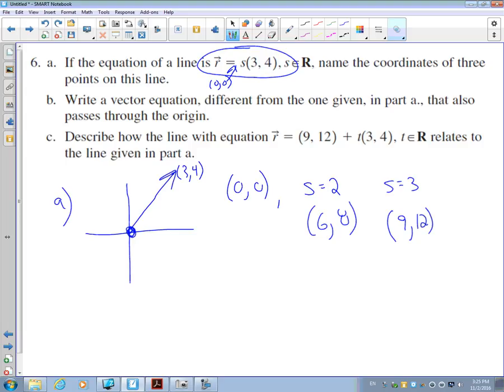So when you're not given that initial point, remember, because lines are movable in space, they're actually telling you the very initial point is 0, 0.